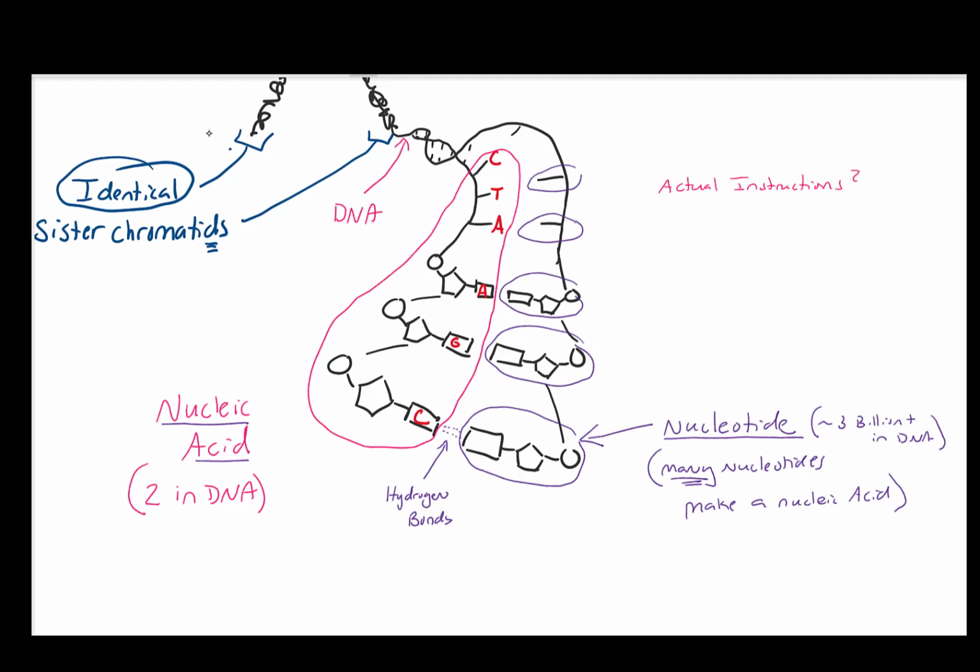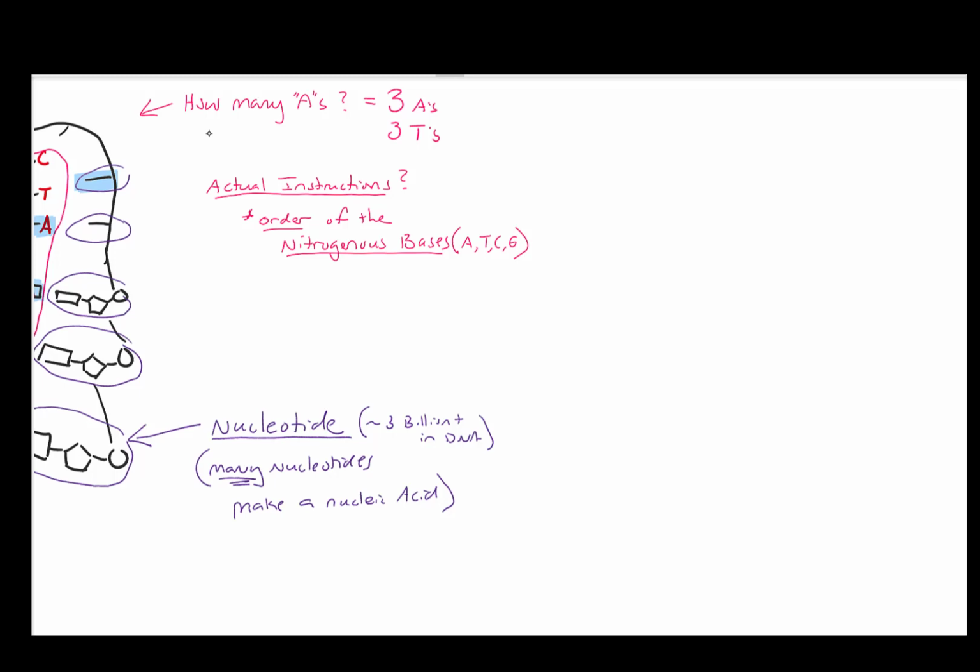Now let's take a look at what are the actual instructions in DNA. You guys know this. It's the order of the letters known as the nitrogenous bases, the A, T, C's, and G's. Now let's look at the amount of letters here. How many A's are there? 1, 2, and there's a third one, right? Because T always pairs with A. So there are 3 A's, and there has to be 3 T's. Always the same amount.